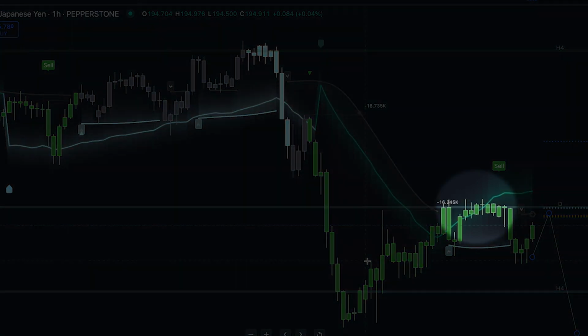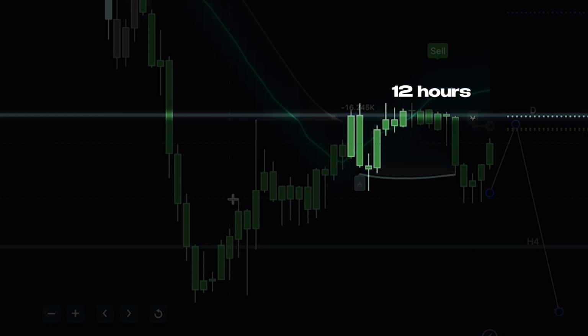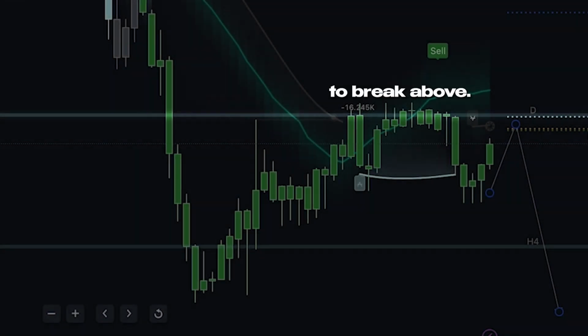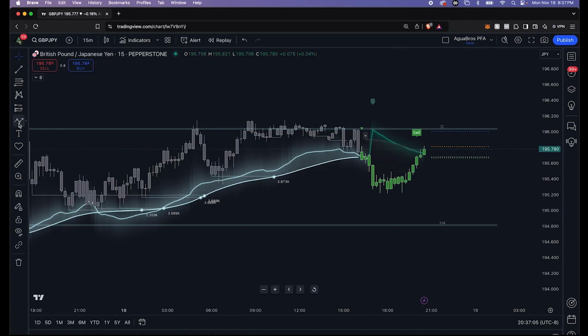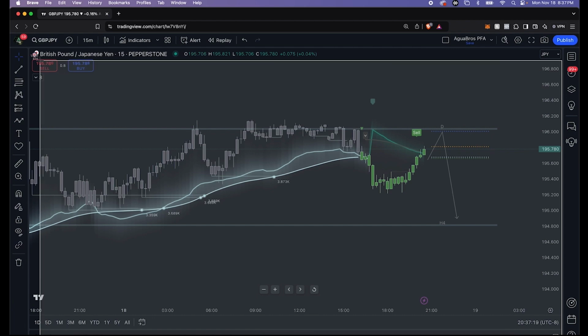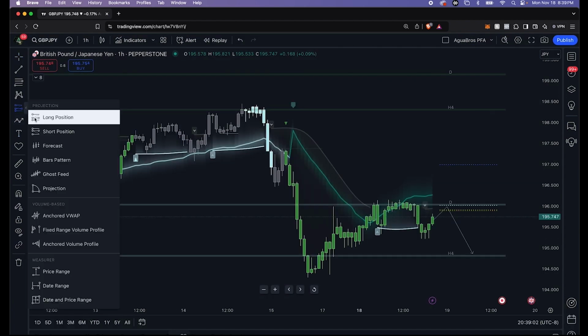Right here, we could see that the last 12 hours, the 1 hour has failed to break above. So let's check out the 15-minute. And the 15-minute here is also in alignment with the 1 hour bearish setup. I'm going to screenshot this and I'm going to further explain what I see inside of the Discord chat.